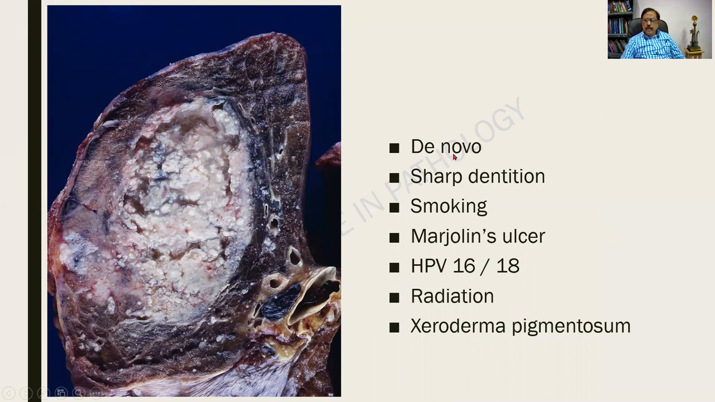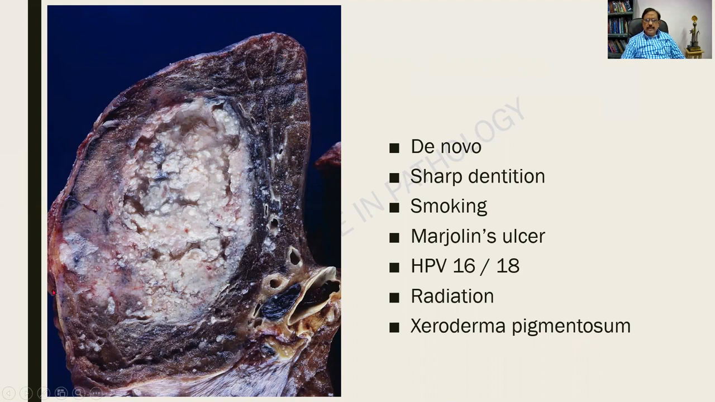What are the causes for a squamous cell carcinoma? It can arise de novo, that is anew on its own, or it can be because of sharp dentition. The oral cavity is very notorious for it. Smoking. Marjolin's ulcer is a chronic non-healing leg ulcer that can result in a squamous cell carcinoma. In the cervix, the viruses, human papilloma virus 16 and 18, are supposed to pave way for an SCC. The other causes can be radiation and xeroderma pigmentosum.